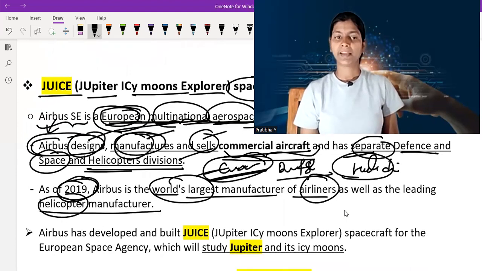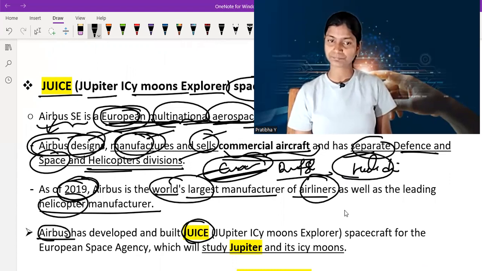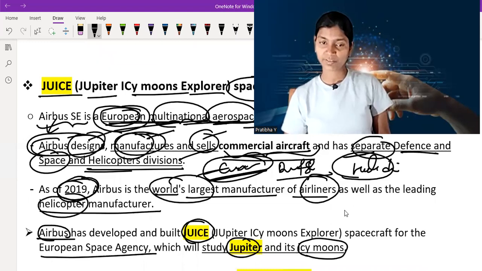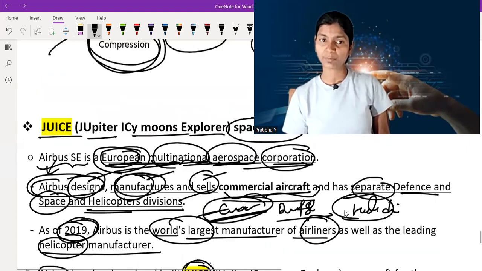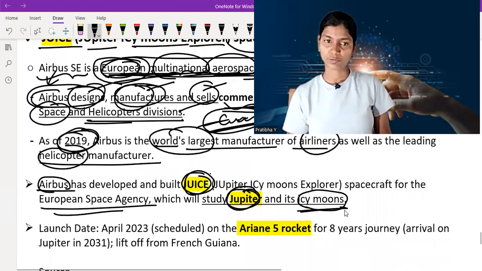Airbus has developed and built JUICE. This JUICE, the Jupiter Icy Moons Explorer that we talk about in this discussion, is built by Airbus. JUICE is a spacecraft developed by Airbus for the European Space Agency, which will study Jupiter and its icy moons. Because Airbus is a European multinational aerospace corporation, it built the JUICE spacecraft for the European Space Agency.